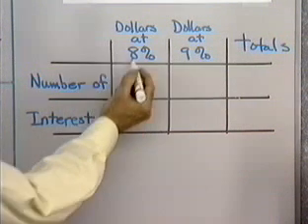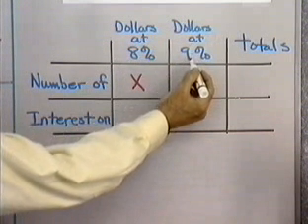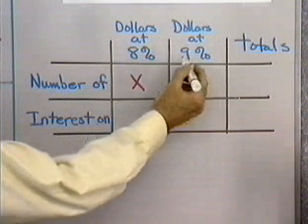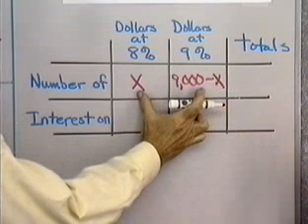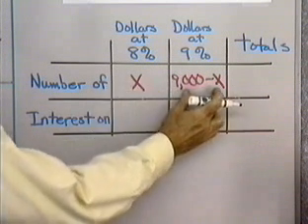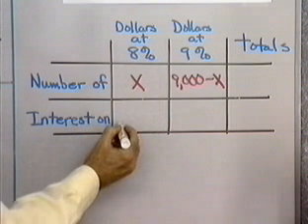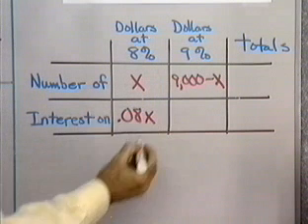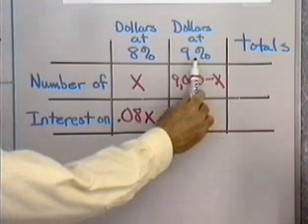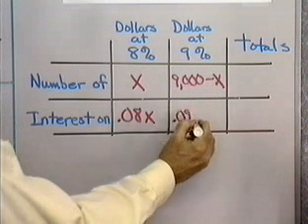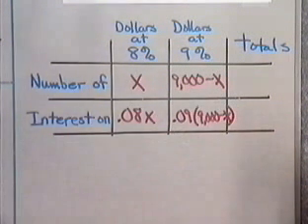But I'm just going to say that the number of dollars invested at 8% is X. If that's true, then since there's $9,000 invested total, the rest is going to be invested at 9%. So that will be 9,000 minus X. The total amount has to come out to be 9,000, so if part of it's X, the rest of it's 9,000 minus X. Now the interest that's earned on the X dollars at 8% is 8% of X, so 0.08 times X. The interest that's earned on the 9,000 minus X dollars invested at 9% is 9% of that amount, so 0.09 times 9,000 minus X. Couldn't quite fit it in there.